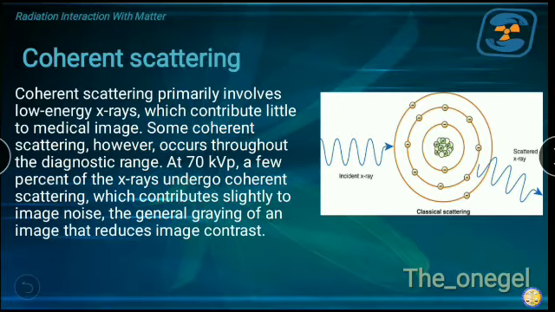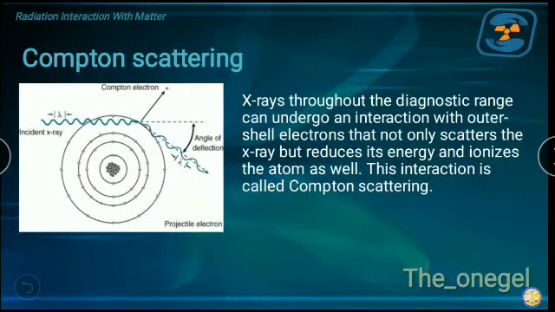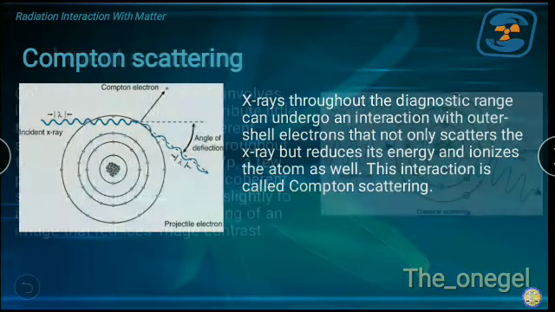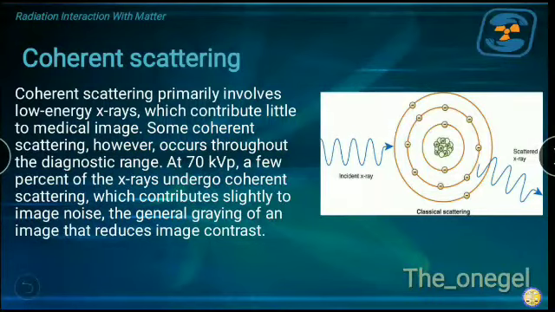Some coherent scattering, however, occurs throughout the diagnostic range. At 70 kVp, a few percent of the X-rays undergo coherent scattering, which contributes slightly to image noise. Image noise is a fluctuation, or a generalized graying of an image, that reduces the image contrast. As a summary, this is the format we discussed earlier.